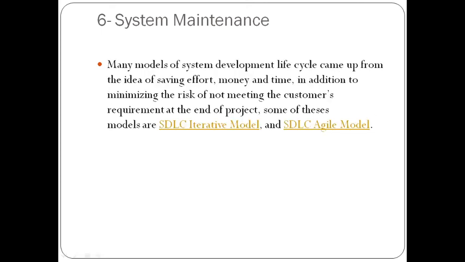That is very important. Next, many models of the system development cycle came up with the idea of saving effort, money and time, in addition to minimizing the risk of not meeting the customer requirement at the end of the project. Some of these models are the iterative model, the spiral model, and the agile model.